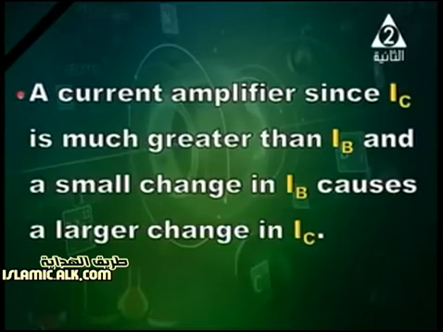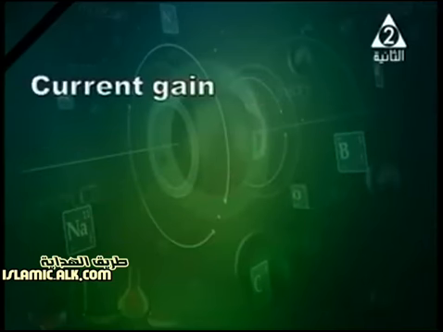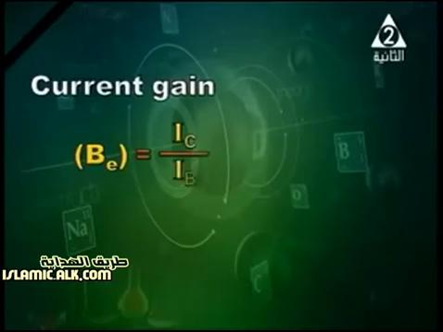Let me remind you with something. IC is the output current. Base current is the input current. Since IC is much greater than IB, a small change in the base current causes a remarkable change in the collector current, so it acts as an amplifier. And we've got current gain. Current gain is denoted by beta E, which is the ratio between collector current and base current.